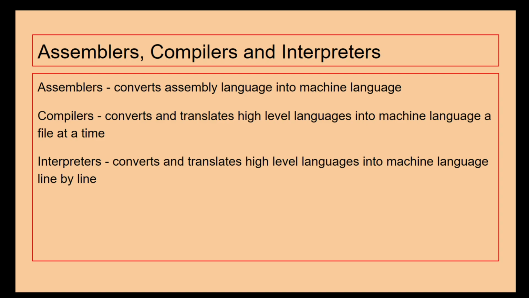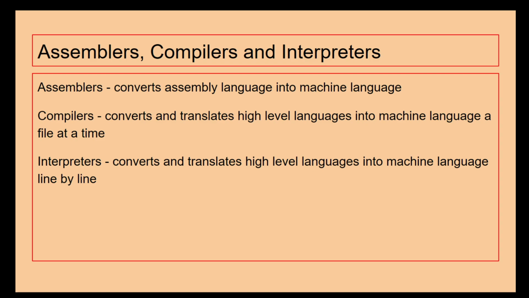So if you've got a piece of source code and you're using a compiler, it compiles everything all at the same time. And if there are errors, it gives you a report at the end to show you where all the different errors are. Whereas interpreters convert and translate high-level languages into machine language line by line. So Python uses an interpreter because it shows you the first error it comes across and then it stops.